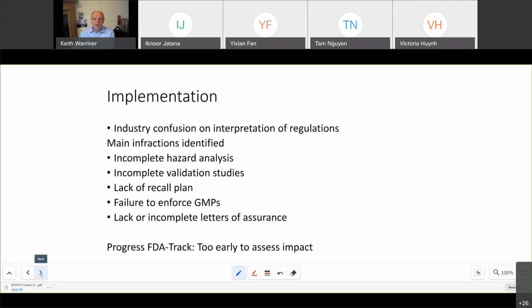The failure to enforce the preventive controls, because they didn't know what they were, and as I say, they weren't really sure what to ask the suppliers in terms of letters of assurance. So in a lot of ways, it's been a disaster. But yeah, the FDA are putting a brave face on it, saying, "Oh, it's early days yet. It's going to work in the end." But you can see it's a disaster, isn't it?